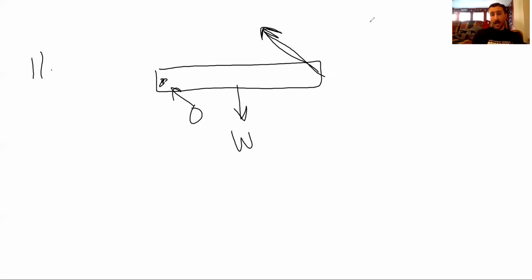So right away, I know that this is going to break into a horizontal component of the force and a vertical component of the force. Okay, so we've got to keep that in mind here.